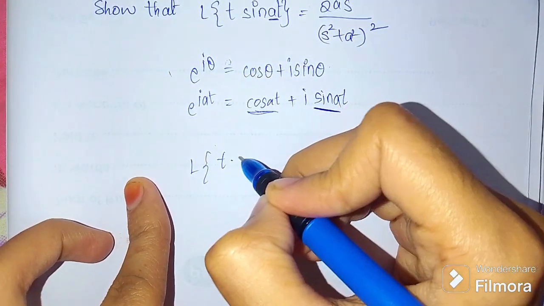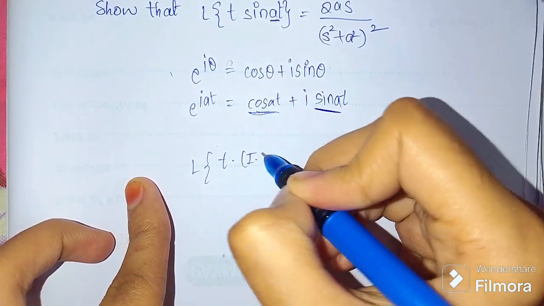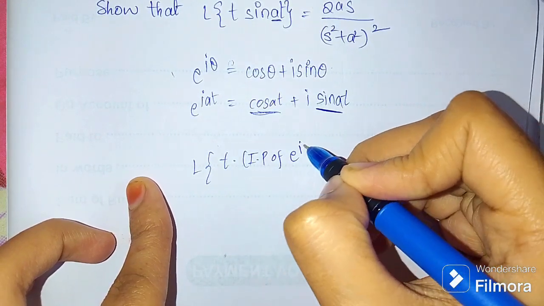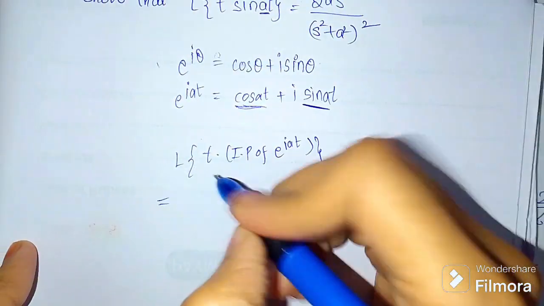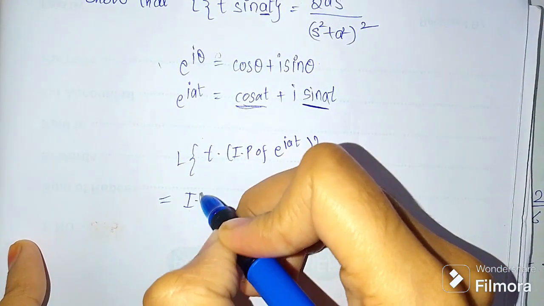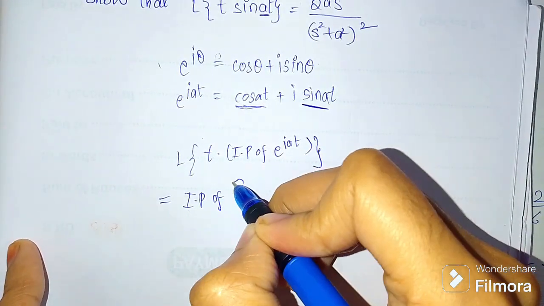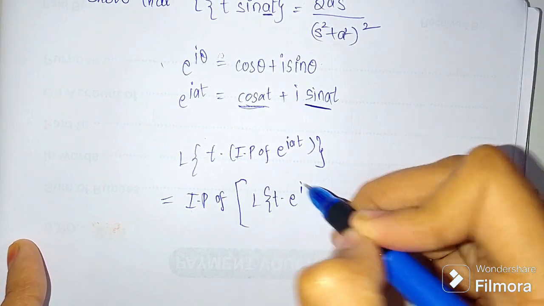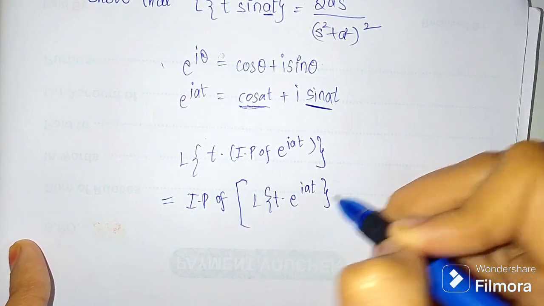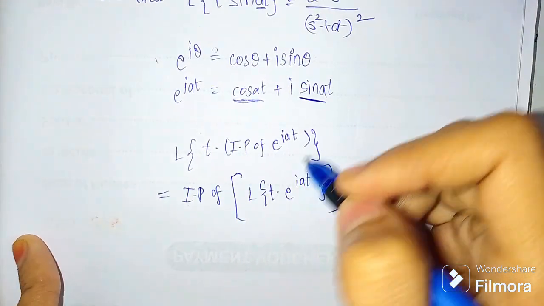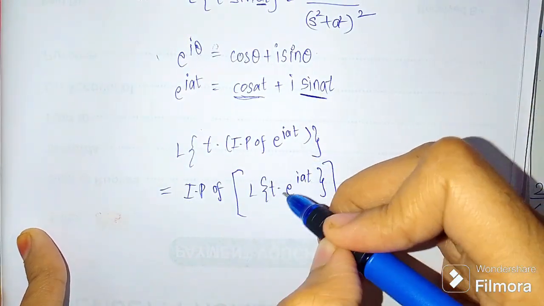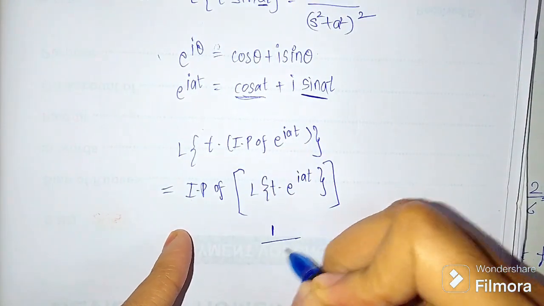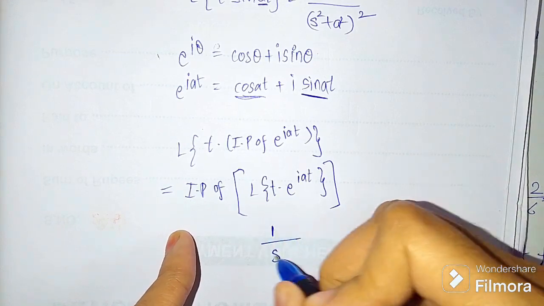imaginary part of e power i a t. I'll take this outside: imaginary part of Laplace of t into e power i a t. Because the exponent term is there, you'll normally do it like your first shift property. Think it's not there: what is Laplace of t? It is 1 by s square. But here I have to shift.